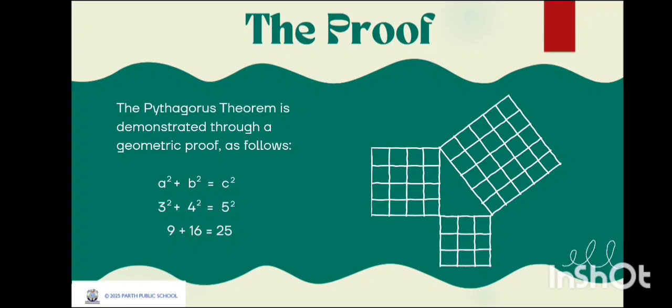Now see the figure carefully. Here the base is 3 units and the perpendicular is 4 units. The area of the base will be 9 units and the area of the perpendicular, which is 4 units, is 16 units. Now just see the hypotenuse, that is 5 units, and its area is 25. Thus it is proved that the sum of the squares of the base and the perpendicular will always be equal to the square of the hypotenuse of that right triangle. Isn't it exciting? So now we are moving to our next slide.